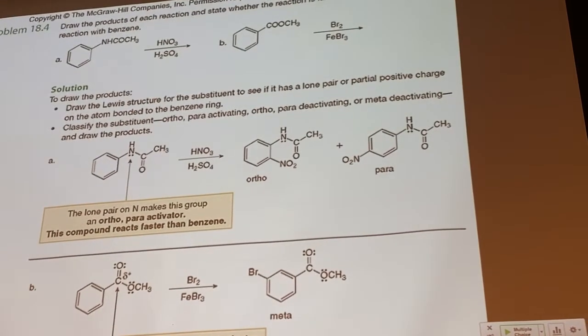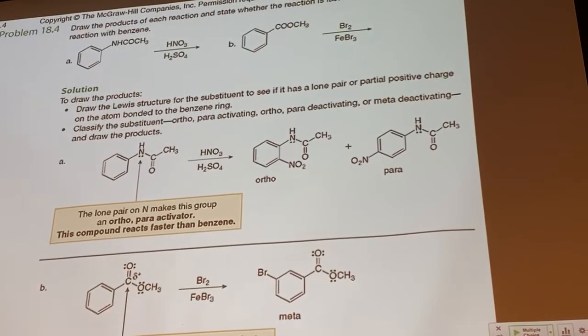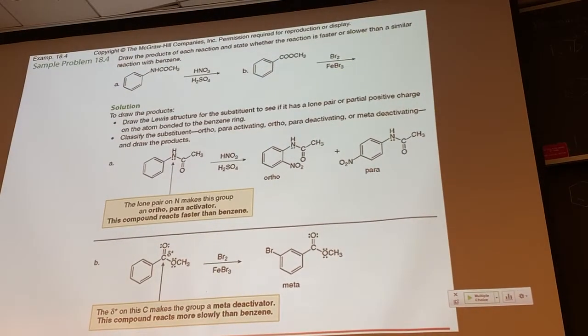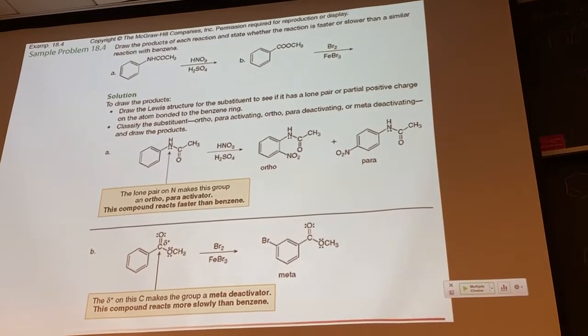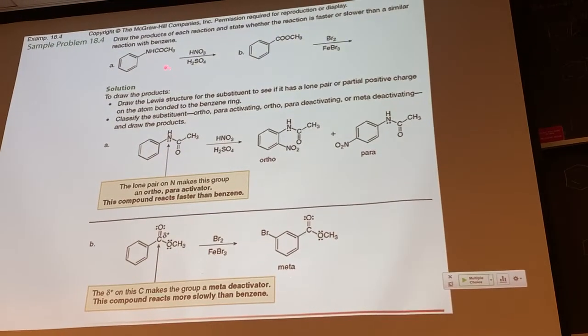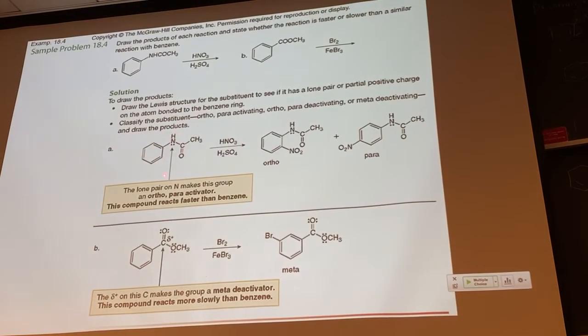We're supposed to predict the product or products, and then decide if the reaction is faster than the reaction with benzene or slower than the reaction with benzene. Okay? So our first example, this is an amide. It's an amide that has the nitrogen attached to the benzene ring. There's a lone pair on that nitrogen. So that lone pair makes this an activator and an ortho-para director. So we get the ortho and para products.